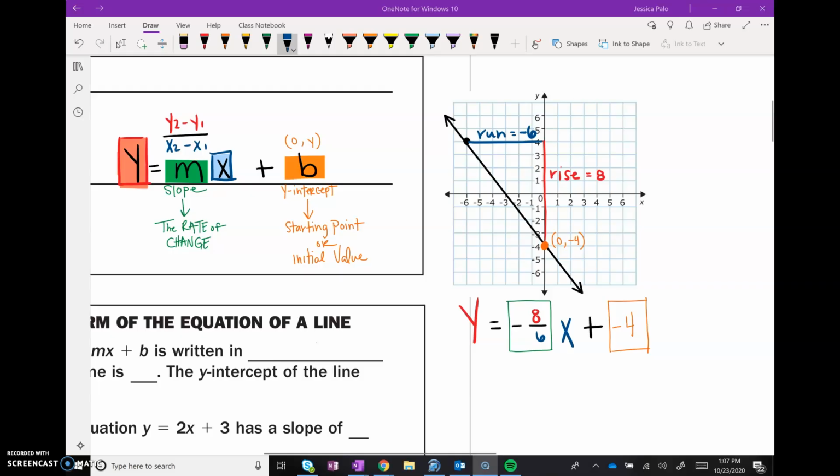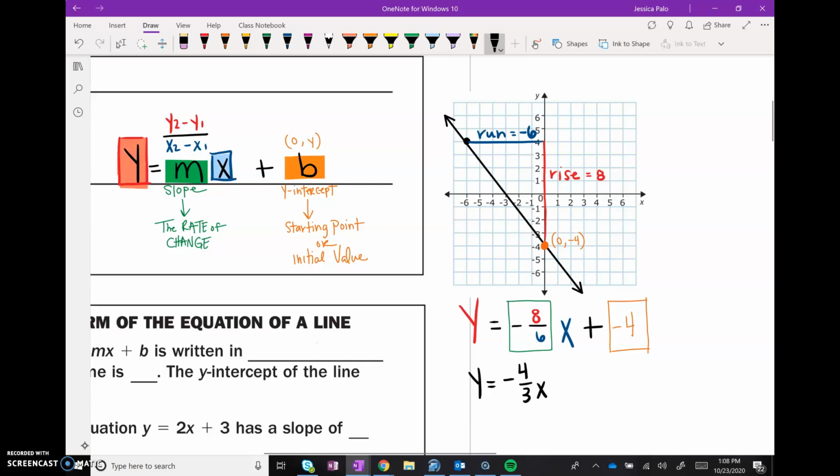Now this equation can be simplified. We have y equals -8 over 6x, but this slope can be simplified to -4 over 3. It's important to simplify your slope to the simplest fraction. So we have -4 over 3x, and then we have plus -4.